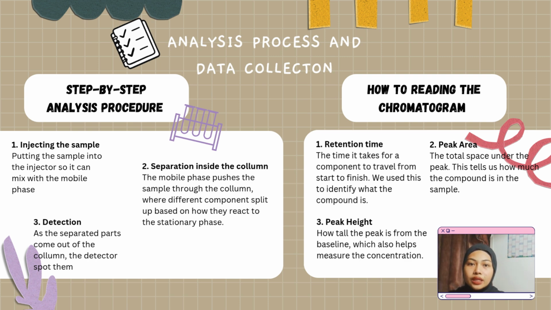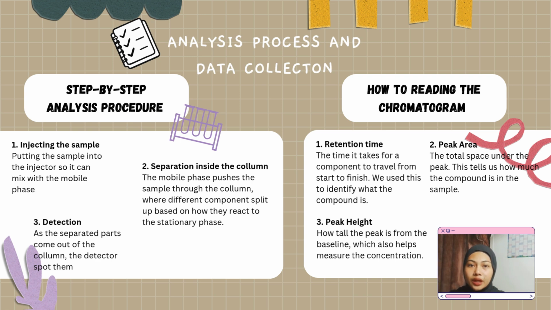Now, how do we actually read this graph, which we call a chromatogram? There are three main things we look at. First, the retention time. This is simply the time it takes for specific parts of the sample to travel from the injection point to the detector. Since every compound has its own unique time under the same condition, we use this for qualitative analysis, which is to figure out what the substance actually is.